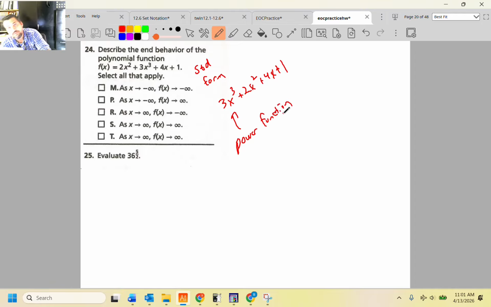In a perfect world, this would be on the non-calculator part of the EOC. But 3x cubed, if you think about x cubed, think about your x to the odds. Remember those guys? Starts low, ends high. So as x approaches negative infinity, y approaches negative infinity. That is true. As x approaches negative infinity, y approaches infinity. It's not going up. That's false. As x approaches infinity, which means we go right, this says y is supposed to go down, but it doesn't. False. As x approaches infinity, y approaches infinity.